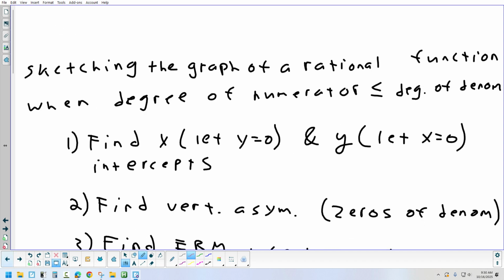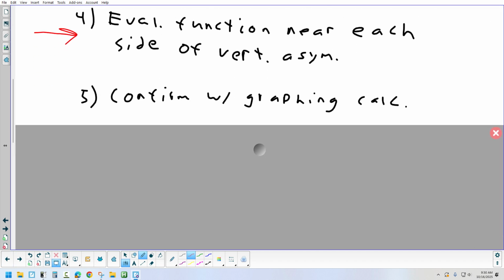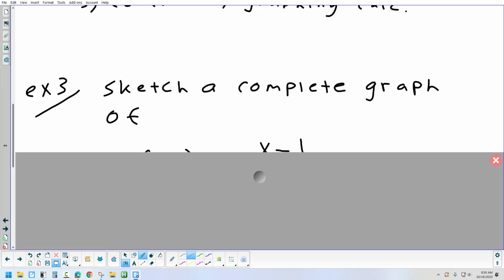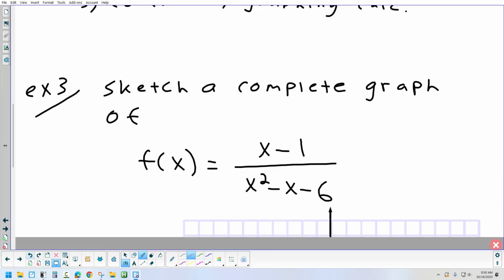Okay, so let's do some sketches. Remember, the degree in the top will always be equal to the degree in the bottom, or the degree in the top will be smaller than what's in the bottom. If it's not, you do not have horizontal asymptotes. That's next.